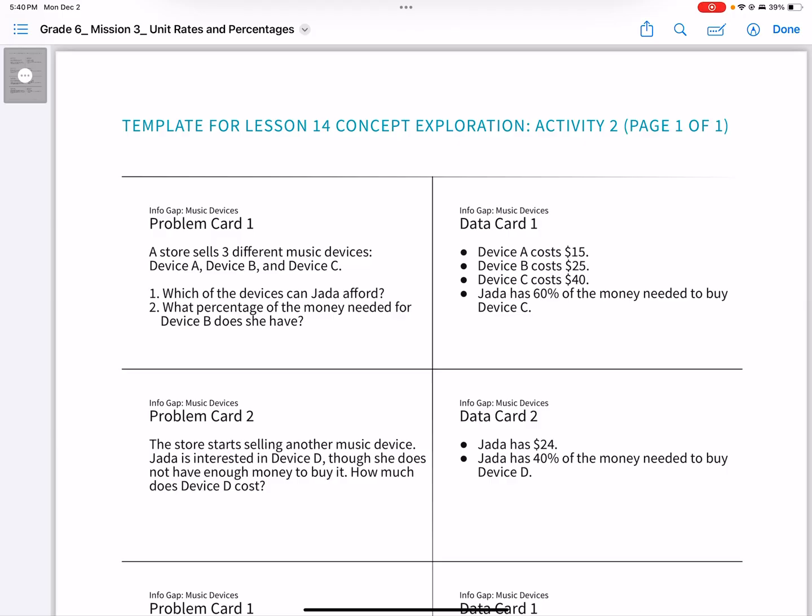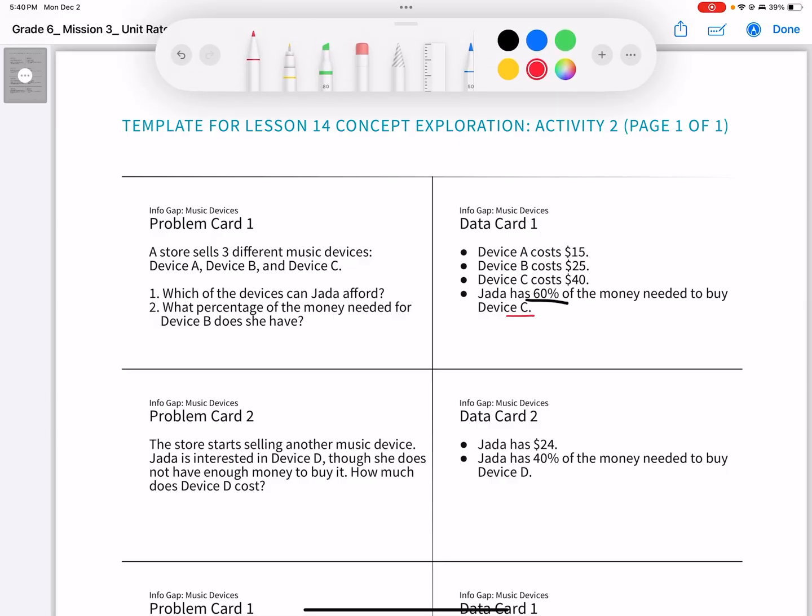All right, so we know, because we're talking about 60% device C, I'm going to do a table. You know I love a table. So we have money and we have percent. We know device C is 100% because she's got 60% of that. So $40 is 100%. Jada has 60%. It's really hard to go from 100 to 60. So I'm going to go to 10% first, okay? Then back up to 60.